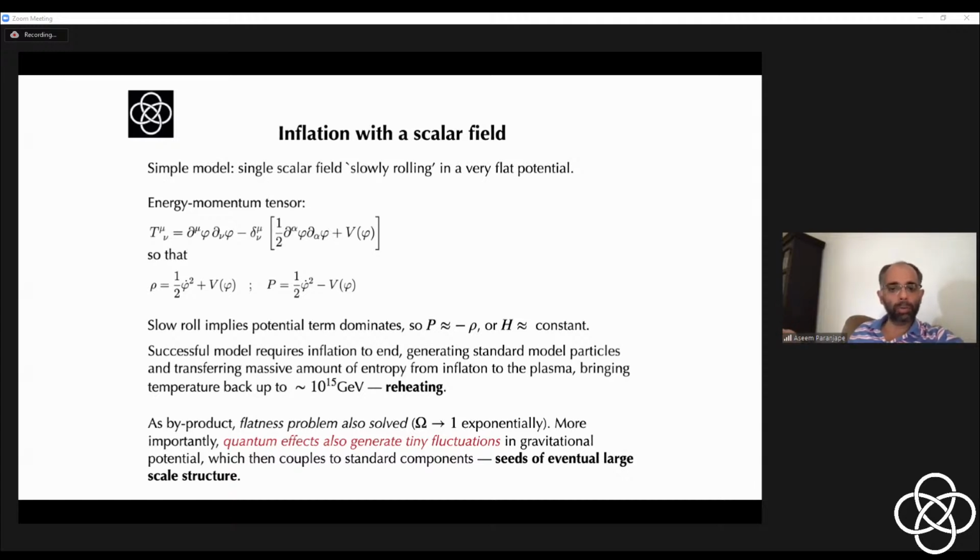And we know that our universe doesn't have an inflaton. It has electrons, protons, etc. So where do these come from? So the idea is that this inflation should end, standard model particles should get generated, and somehow all the entropy that is collected in the inflaton should be transferred into the plasma, such that the temperature of the plasma rises to around 10 to the 15 GeV, so that standard cosmology can take over from there. And this epoch is called reheating.